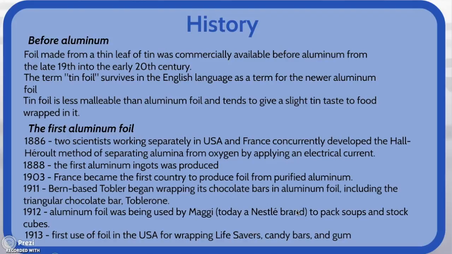In 1911, Bern-based Tobler began wrapping its chocolate bar in aluminum foil, including the triangular chocolate bar Toblerone. In 1912, aluminum foil was being used by Maggi to pack soups and stock cubes. And in 1913, it was the first use of foil in the USA for wrapping lifesavers, candy bars, and gum.